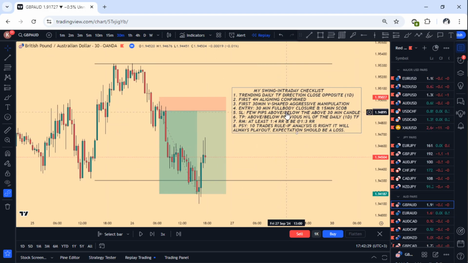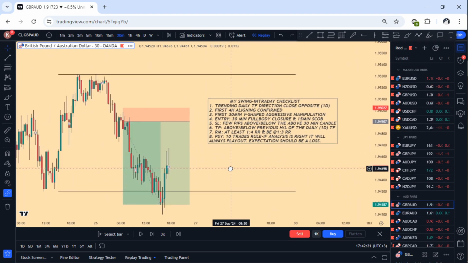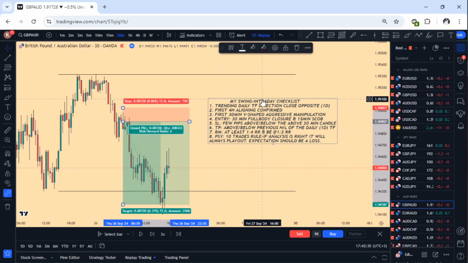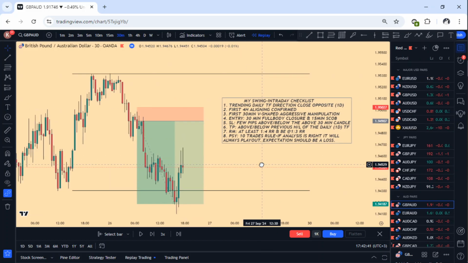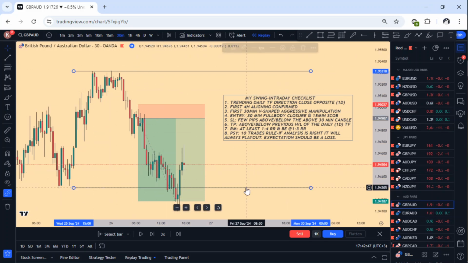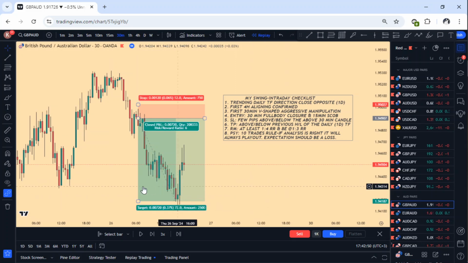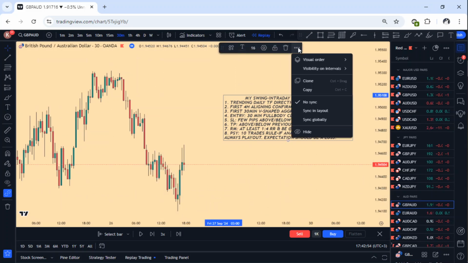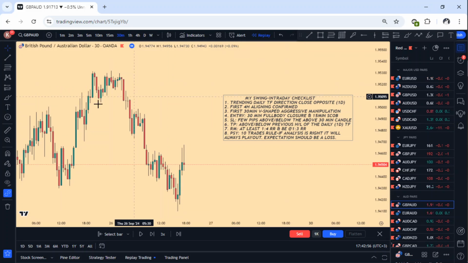So let me do a detailed analysis of this trade using this checklist. The checklist is for the swing strategy. If you want me to shoot a video of the day trading strategy, then do let me know. We can begin doing the analysis for this particular trade that I was actively looking at. So we can start everything afresh.